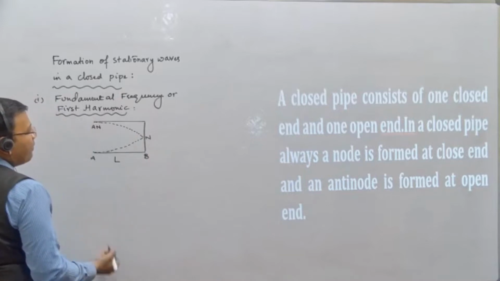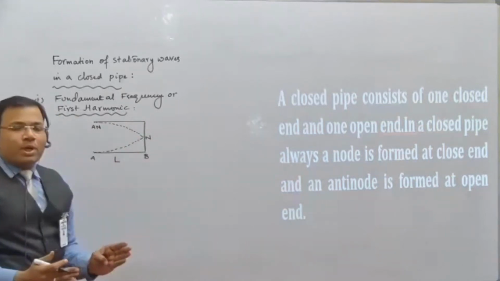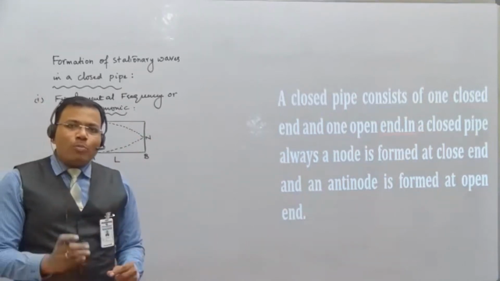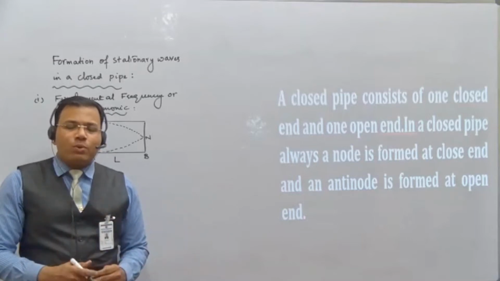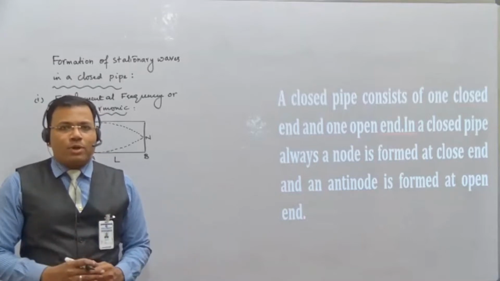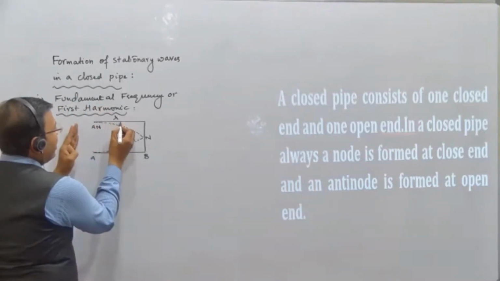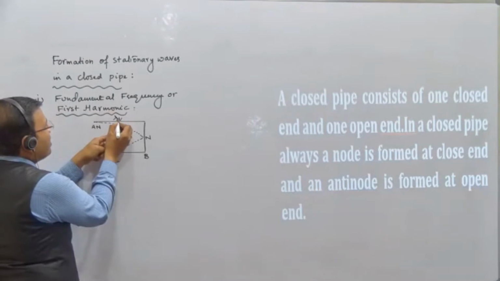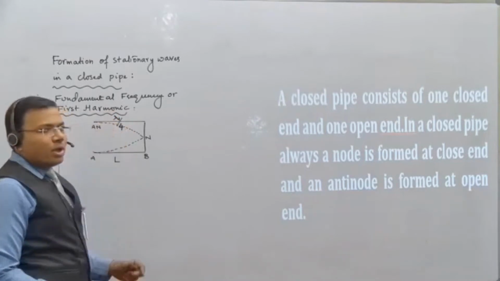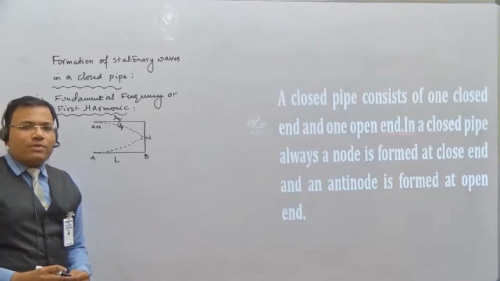Now, in terms of wavelength, if you want to mention the length of the pipe, it is just half of the loop. For the complete loop, it is lambda by 2. And for half of the loop, it means half of lambda by 2, that gives us lambda by 4. So in terms of wavelength, I will write this as lambda by 4. But because it is the first harmonic, I will take it as lambda 1 by 4.